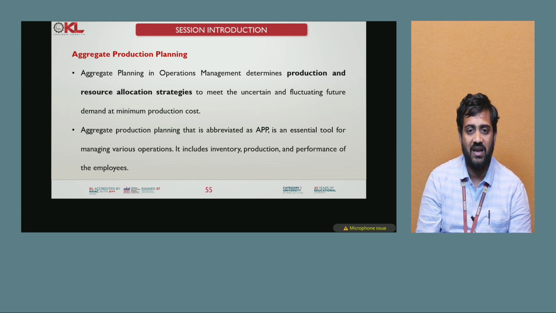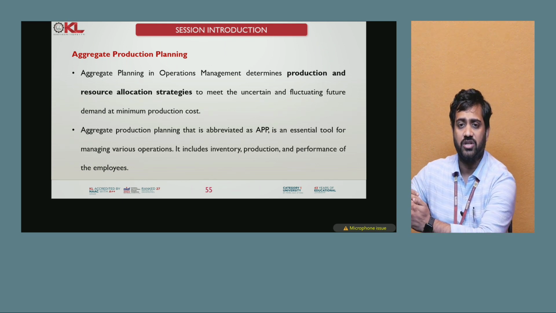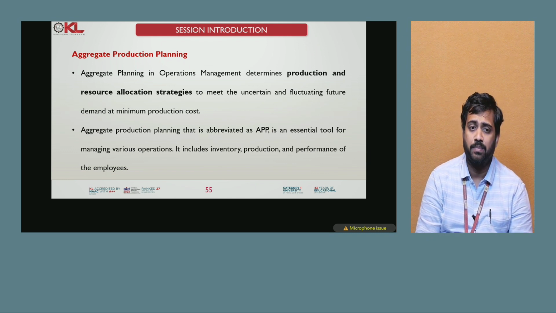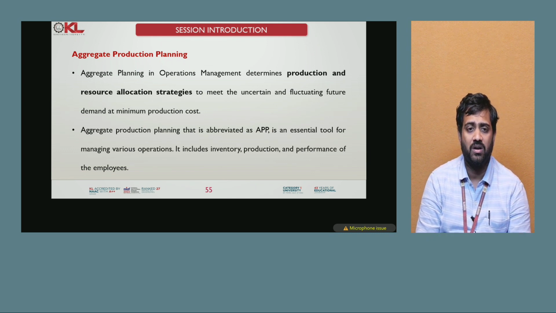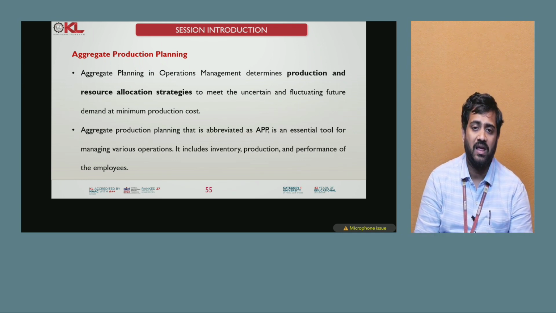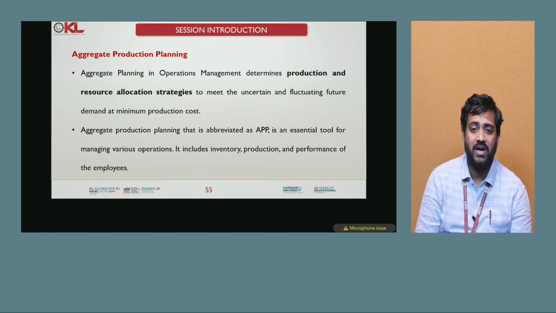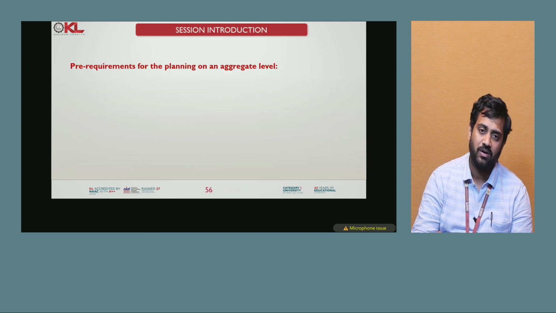Such operations include inventory. Inventory is one of the important operations. Based on the stock of inventory only, without stopping the production, we are able to continue the production. And the production and the performance of the employees all depend on a perfect and appropriate aggregate production plan. Whenever this APP is perfect, definitely we can maintain the inventory levels properly, run the production effectively, and monitor or assess the performance of employees effectively.